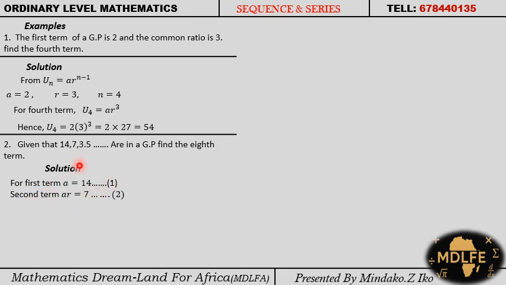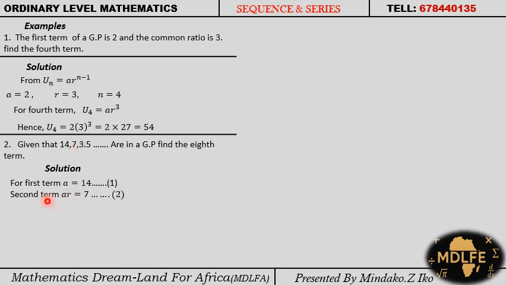Then, for us to obtain the eighth term, we have to obtain the common ratio. Actually, we can obtain the common ratio directly from here. We can take 7 divided by 14, so our common ratio is half. But for a better demonstration, I have for the first term a is equal to 14, which I call equation 1, and for the second term I have ar, which will be equal to 7. So to obtain the second term, I take the first term and multiply it with r. That is my second term.